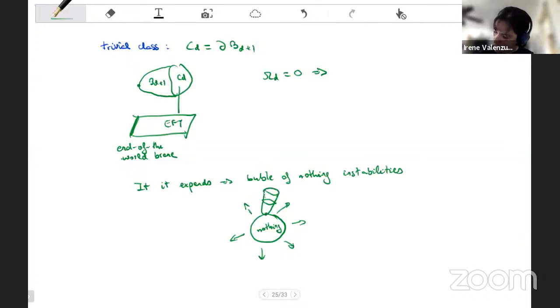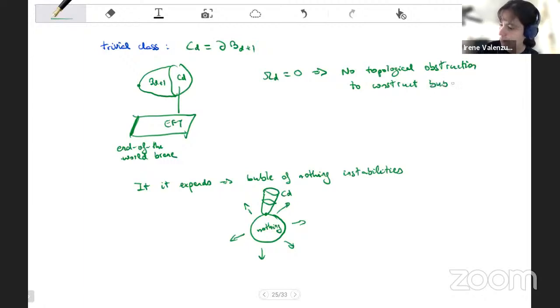Okay, so Witten did this for a circle, but you can do it more generally for a compact manifold. So if any compact manifold can be shrunk to a point, you can generate these holes in space-time that, if the dynamics is appropriate, will expand and describe an instability. So if everything belongs to the trivial class, everything can be shrunk to a point, so there is no topological obstruction in general to construct these instabilities. Bubbles of nothing.